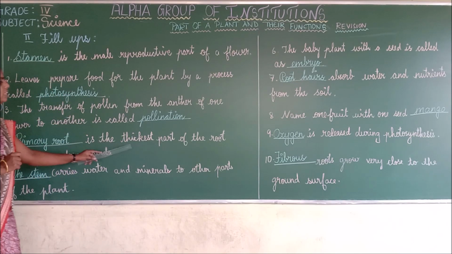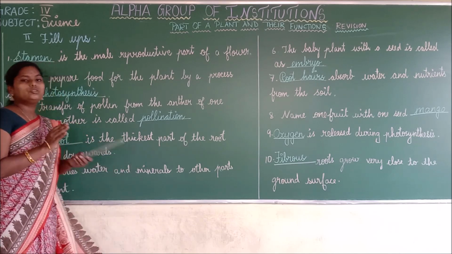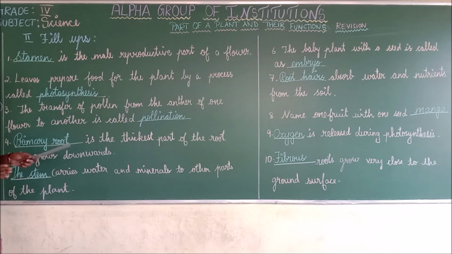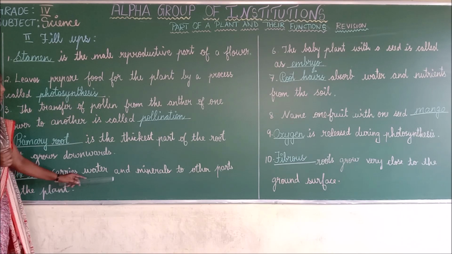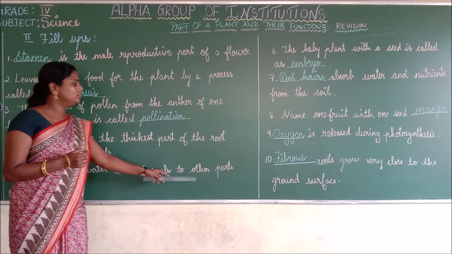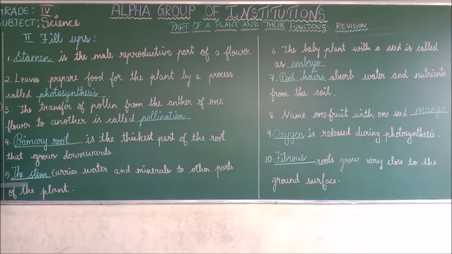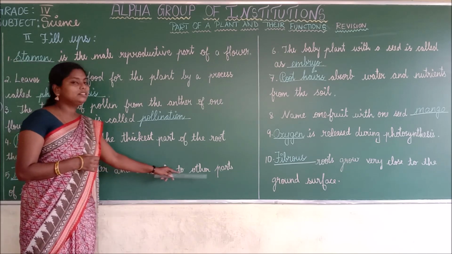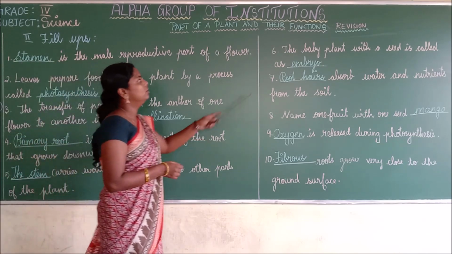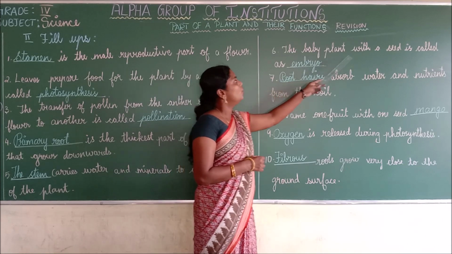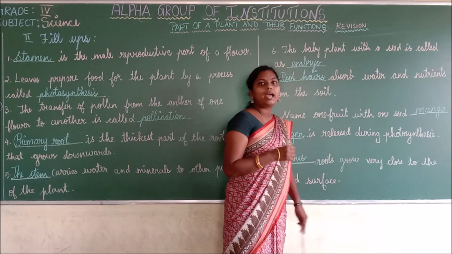Dash is the thickest part of the root. So the thickest part of the root system is primary root. The dash carries water and minerals to other parts of the plant. Which will carry it? The stem carries water and minerals to other parts of the plant. A baby plant within a seed is called an embryo.